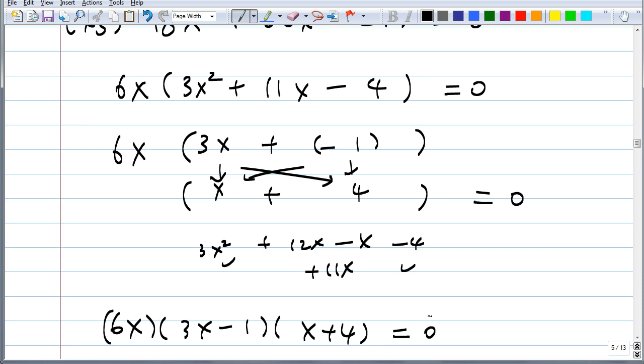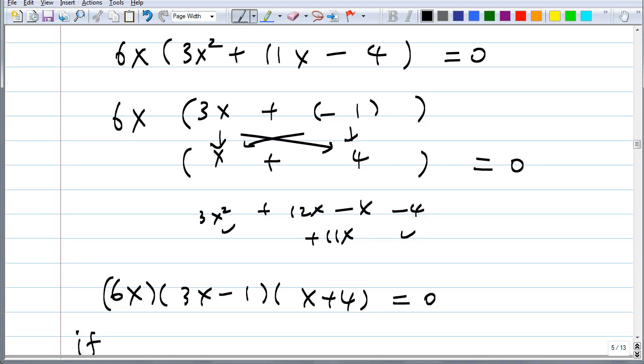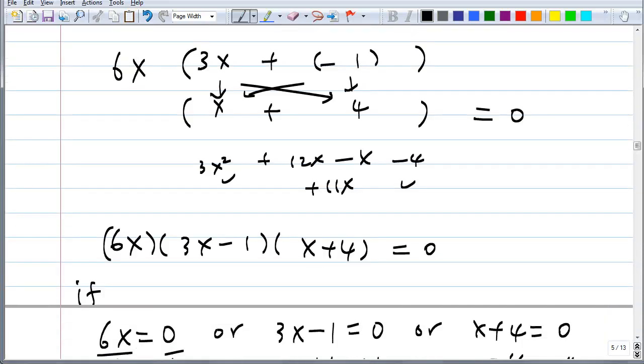So this is only true if what? Mimi? 6x equals 0. Good. This is true if 6x equals 0 or 3x minus 1 equals 0. Good. Or x plus 4 equals 0. Right, guys? Lindsay, can you tell me what we get then? For the first one, you divide both sides by?